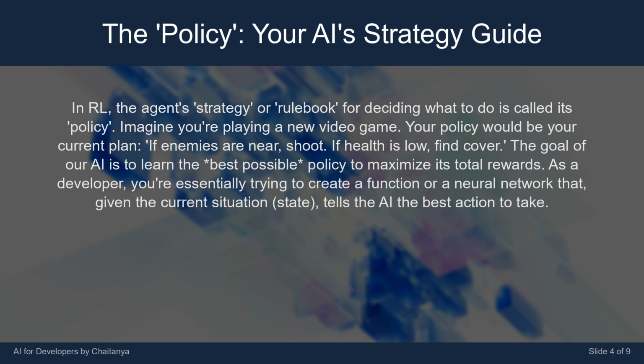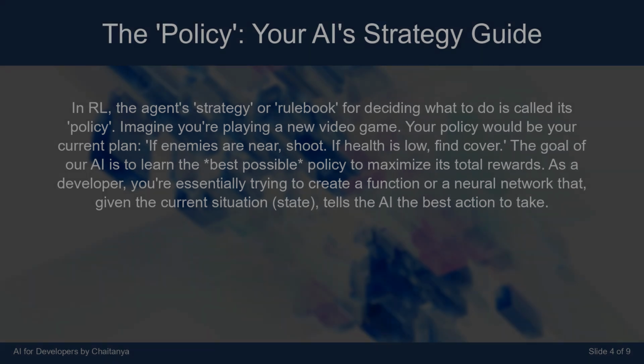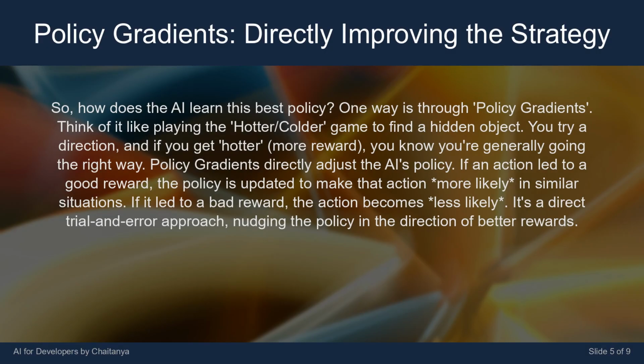As a developer, you're essentially trying to create a function or a neural network that, given the current situation, state, tells the AI the best action to take. So, how does the AI learn this best policy? One way is through policy gradients. Think of it like playing the hotter, colder game to find a hidden object. You try a direction, and if you get hotter, more reward, you know you're generally going the right way.